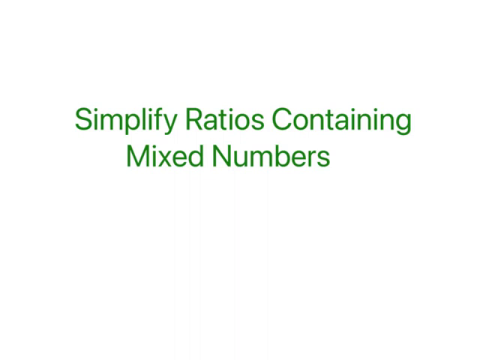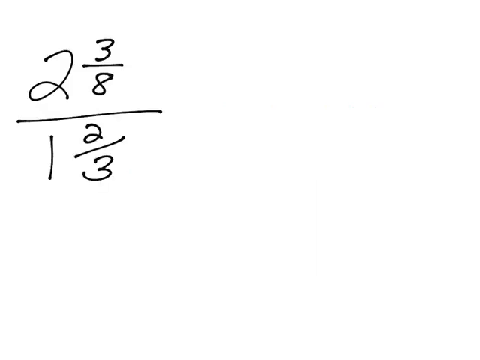Let's simplify some ratios that contain mixed numbers. Sometimes simplifying ratios can be difficult in its own right, and then we throw mixed numbers into the mix and it just gets a little crazier. So we look at the ratio 2 3/8 to 1 2/3. Now, we generally don't like fractions within fractions, and a mixed number is a type of fraction.